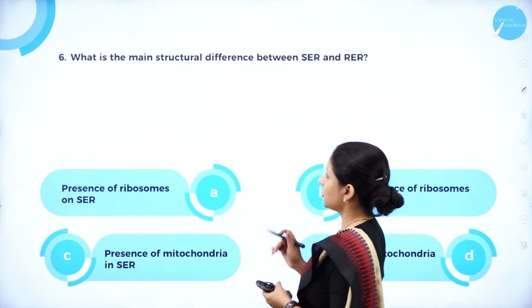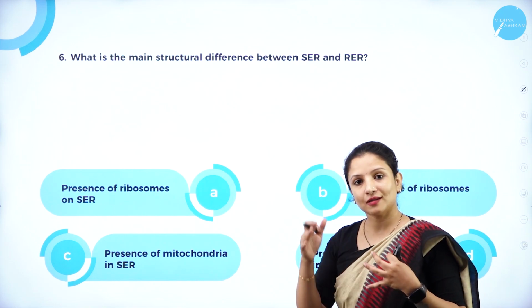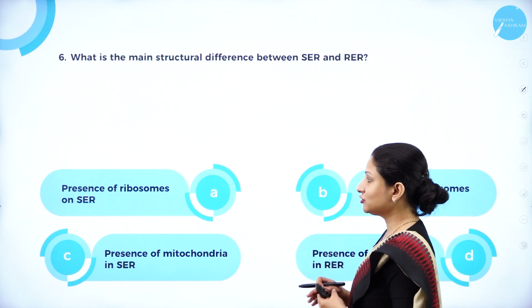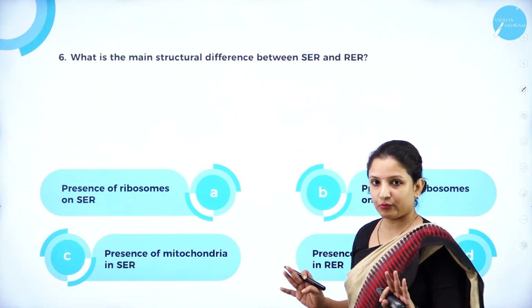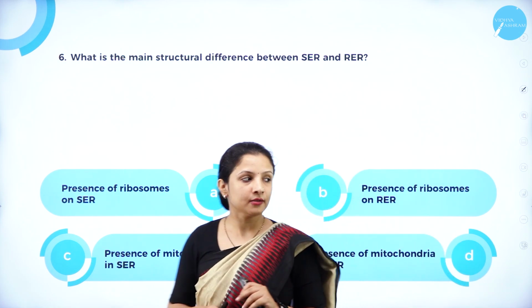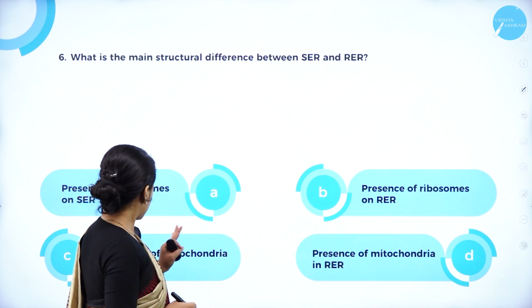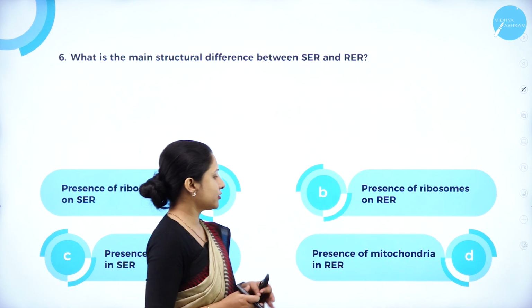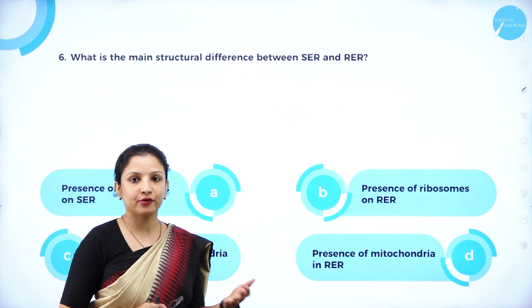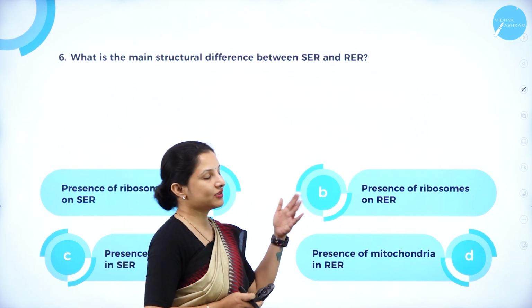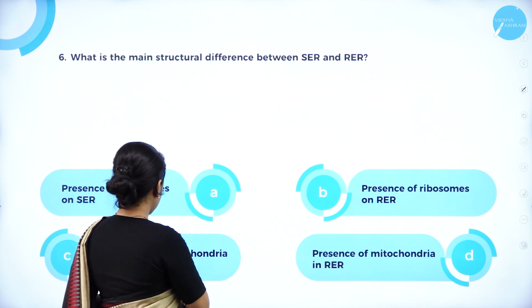So what is the question here? We have to find out the main structural difference between the smooth and the rough endoplasmic reticulum. Presence of ribosomes on SER. No, SER lacks ribosomes. It doesn't have ribosomes on it. Presence of ribosomes on RER. Presence of mitochondria in SER. Presence of mitochondria in RER. Mitochondria is a separate organelle inside the plant or the animal cell, so it has nothing to do with its presence in the endoplasmic reticulum. So these two options can be eliminated.